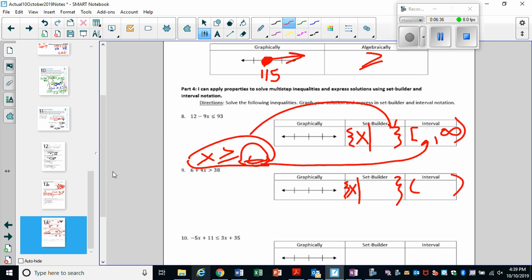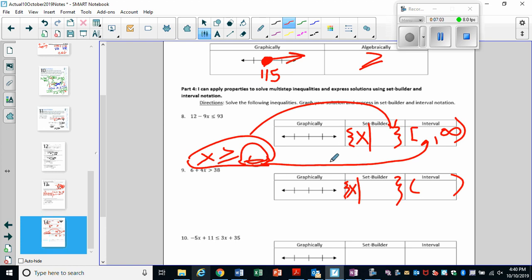Number 8, again, need to solve for your inequality first. That's your algebraic result. Then, graphically, it's given your symbol, given your number, what type of circle, closed or open, and which way do you shade, left or right.